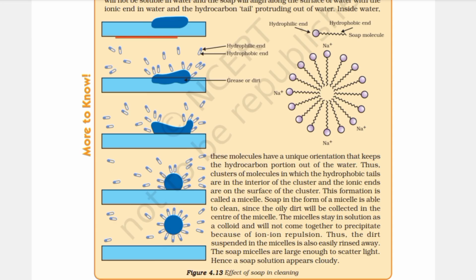The first step: the cloth has dirt, and the soap molecules have hydrophilic and hydrophobic ends. The hydrophilic and hydrophobic ends surround the grease or dirt, and remove the dirt or grease, the oil drops.